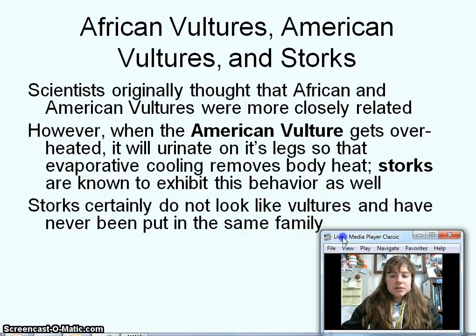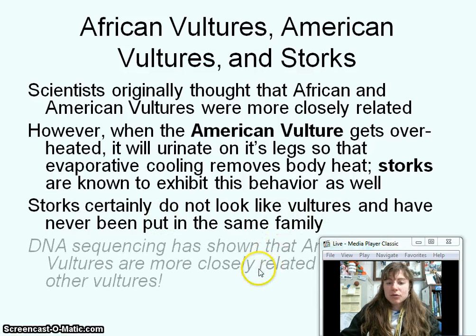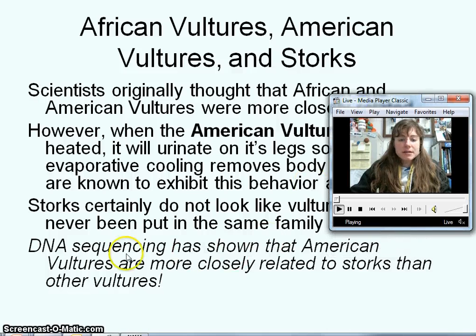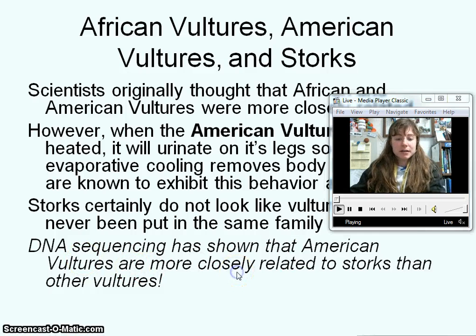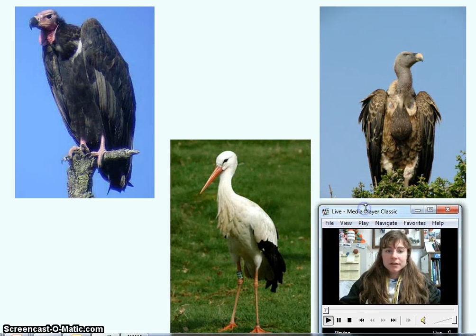So it's interesting to note that even though the stork does not look like the vultures, and we wouldn't normally put it in the same classification, DNA sequencing has actually backed up this hypothesis that the American vulture and the stork come from a closer evolutionary ancestor relationship than the African vulture. So DNA sequencing confirms that, which is really pretty exciting. And again, through the behavioral analysis of the American vulture and the stork, as well as DNA sequencing, we see that these two are closer in their evolutionary relationship than this one.